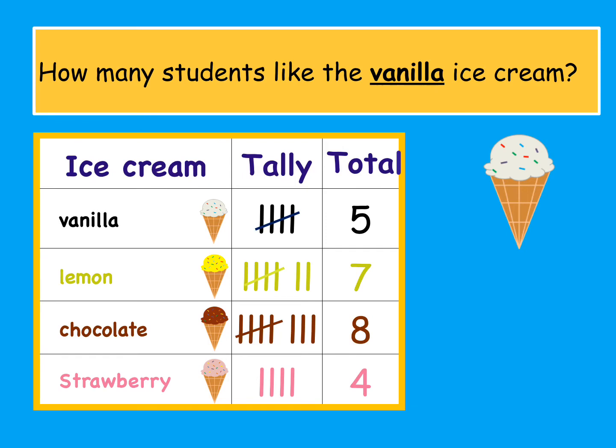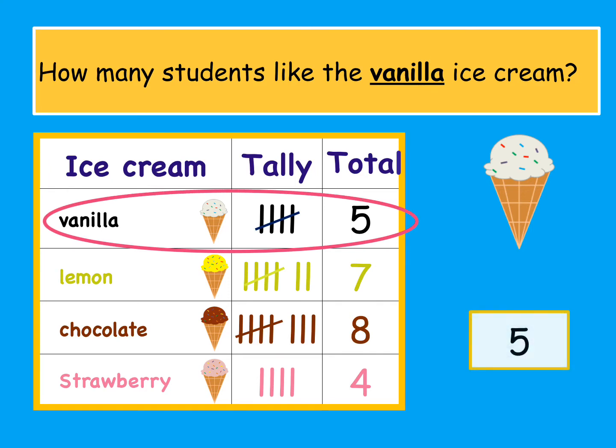Some students like the vanilla, and they are 5. Very good. And some of them like the lemon ice cream, and they are 7. Wonderful. And with the chocolate ice cream, perfect, they are 8. And the strawberry, 4 students. Lovely. Now the question says, how many students like the vanilla ice cream? So the answer is 5. Well done.